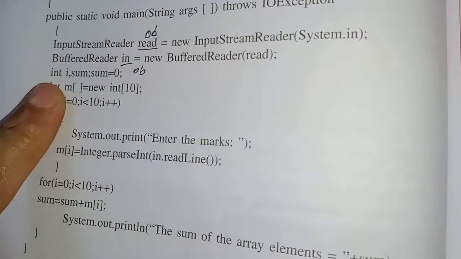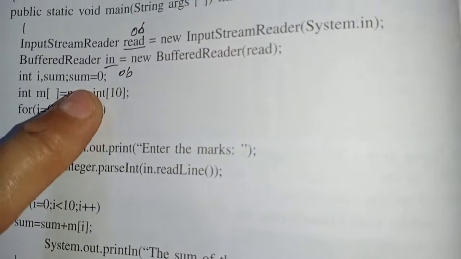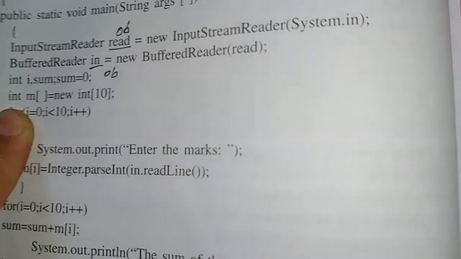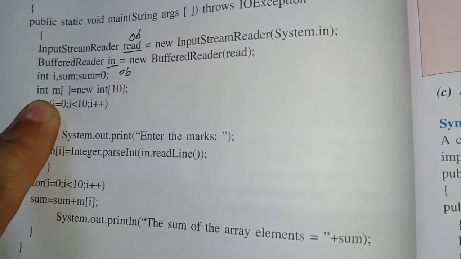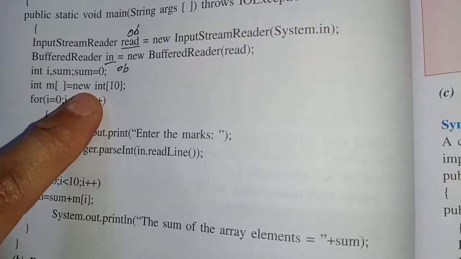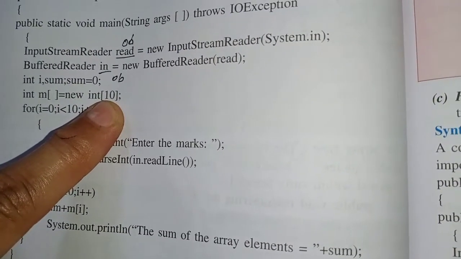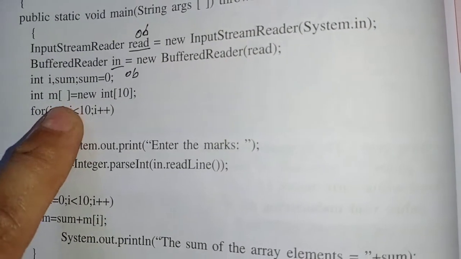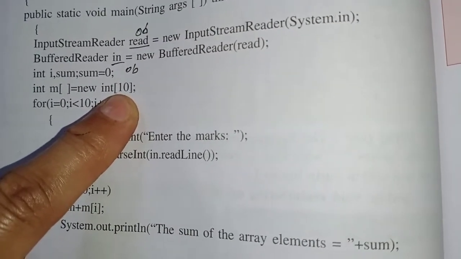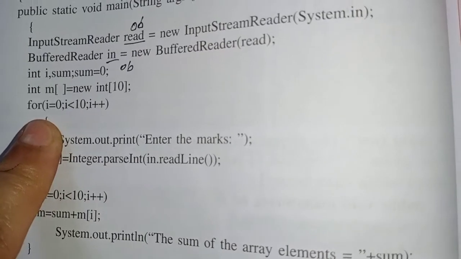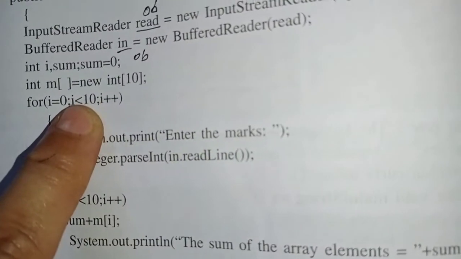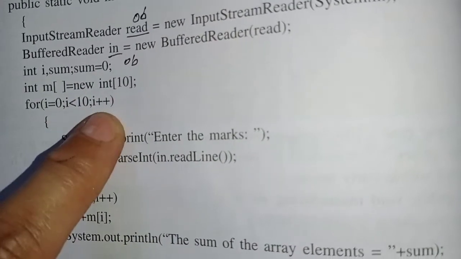Now in the same way, variables: int i, sum is equal to 0. Now we have to declare an array with its size. int m is equal to new int 10. It means m is an array variable which can hold 10 different values. Now again a for loop, for i is equal to 0. Here total elements are 10, so we will work with less than 10: i less than 10, i plus plus.